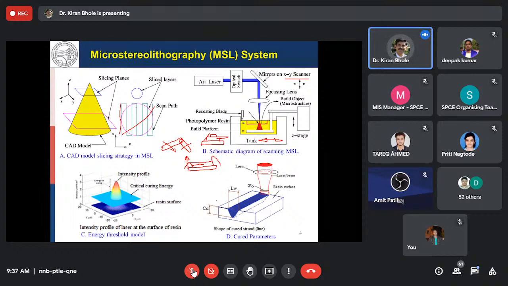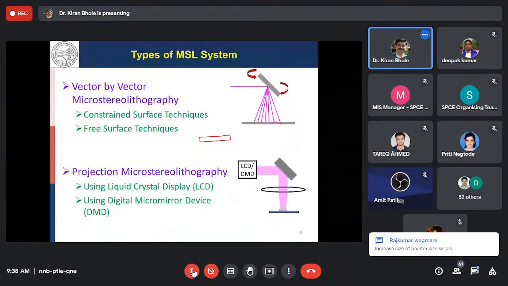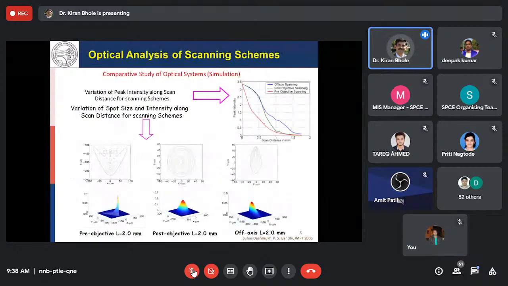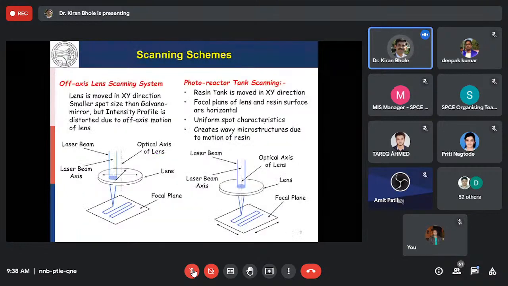rather than the previous cases of scanning when the mirrors were tilted. So the focus spot was like this, this is the locus of the focus spot. But now, in case of the tank moving and this entire optical system being constant, you get the focus spot constant all over the resin surface. Okay, so this is what is happening in case of the photoreactor tank scanning. Your focus point does remain constant, and that's why this is advantageous from one point of view.